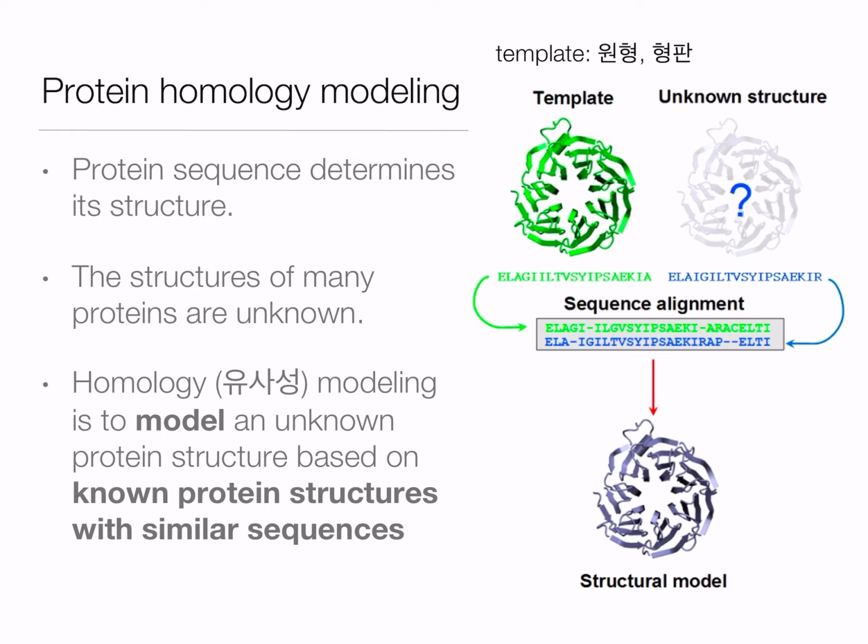So what is protein homology modeling? As you must have learned in biochemistry class, the protein sequence determines its structure. This means that once you have a sequence of amino acids, its 3D structure is determined uniquely. But the 3D structures of many proteins are unknown so far.